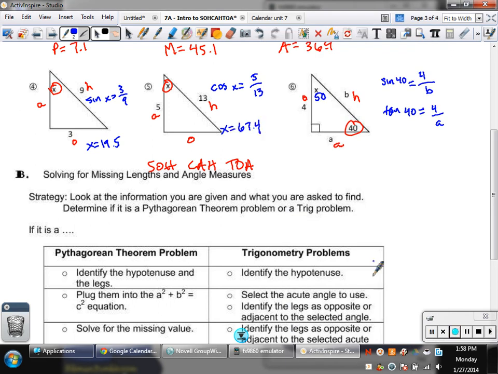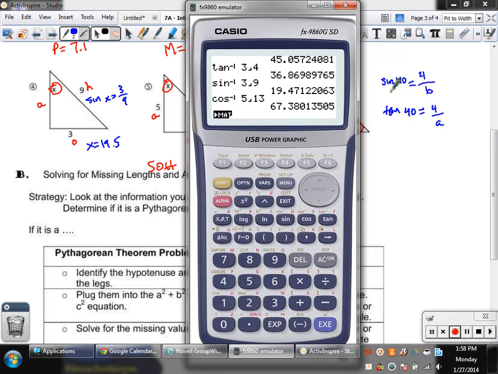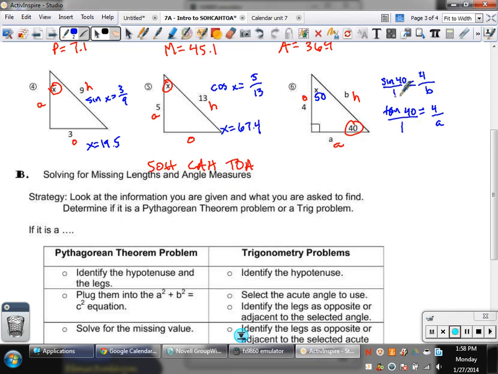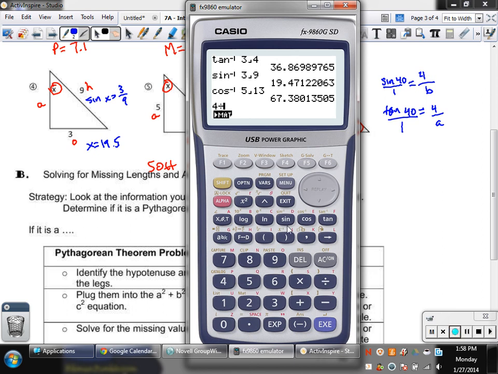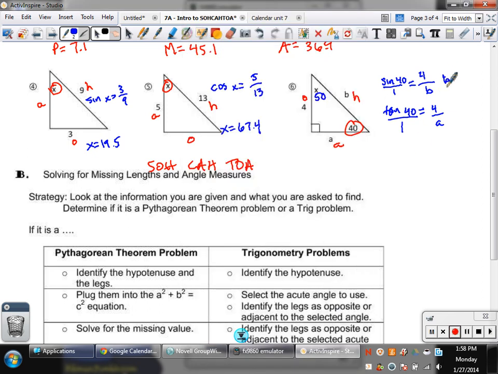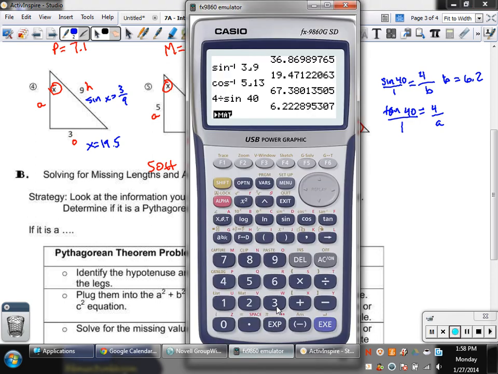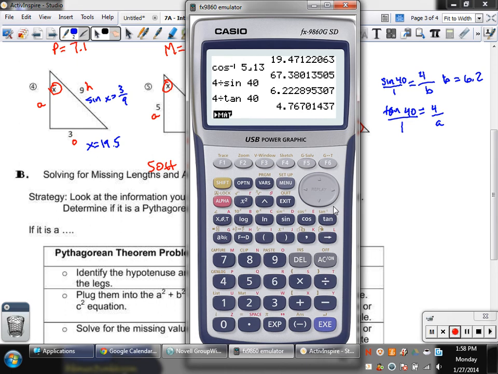And then over here, we're not looking for the angle anymore, so we're not going to use shift sine. We're gonna cross multiply. So this is over 1. So over 1, and I multiply diagonally what I know, and I divide by what's left. So it's 1 times 4 divided by the sine of 40. So 4 divided by sine of 40. And that's 6.2. And then it's 4 divided by the tangent of 40. And that's 4.8.